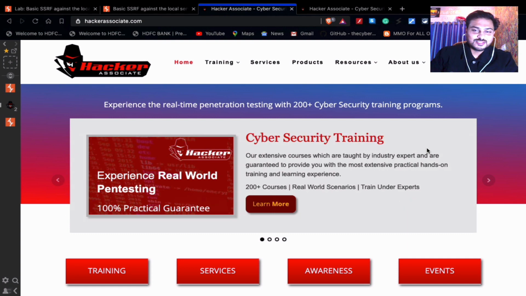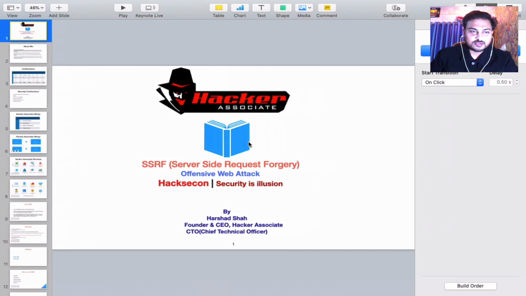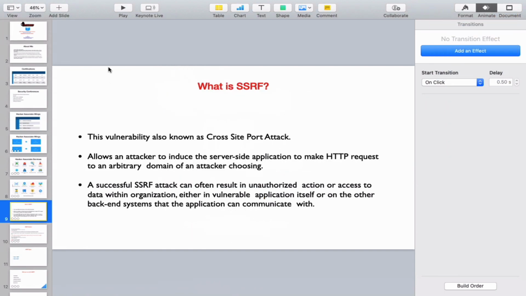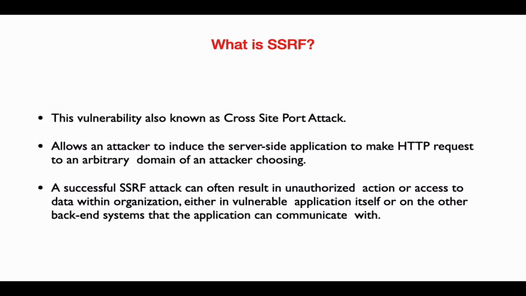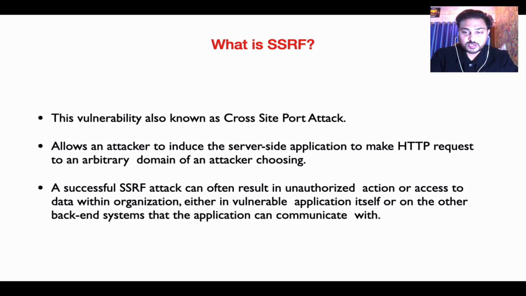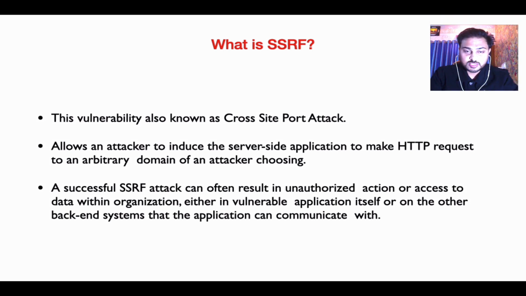Let's begin. So let's go to the presentation and let's start SSRF. So we're talking about SSRF, server side request forgery. What is SSRF? This vulnerability is also known as a cross-site port attack. It allows an attacker to induce the server-side application to make HTTP requests to an arbitrary domain of an attacker's choosing. A successful SSRF attack can often result in unauthorized action or access to data within the organization, either in the vulnerable application itself or on other backend systems that the application can communicate with.